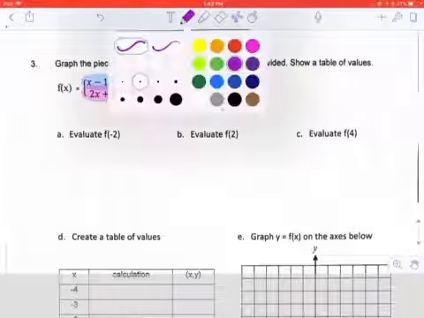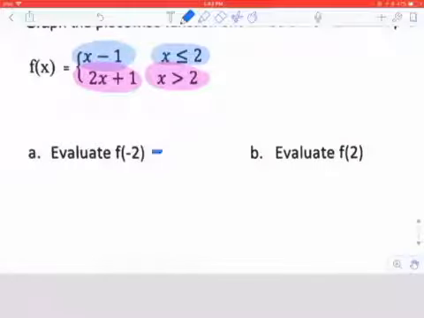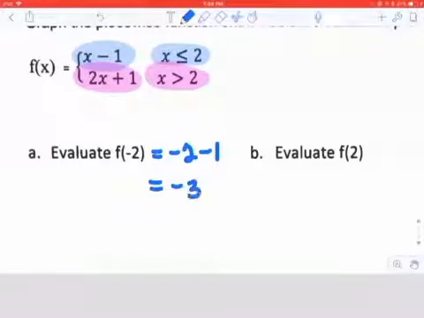So negative 2 would work for this x. It's less than or equal to 2, so we use x minus 1. So f of negative 2 equals negative 2 minus 1, which equals negative 3.